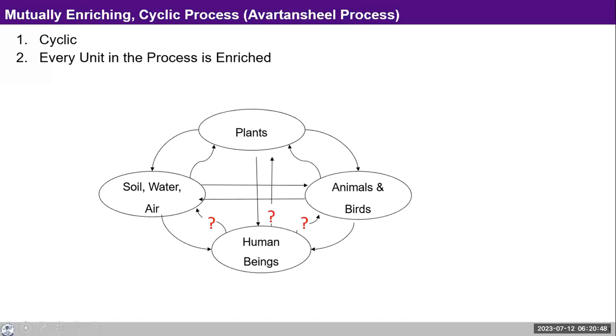So just as this enrichment cyclic process is there between the soil and the plants, it is also there between the plants and the animals. And you find that all of these other orders are enriching for human beings. It is just that we are lacking this understanding. So we need to see this and live by it.